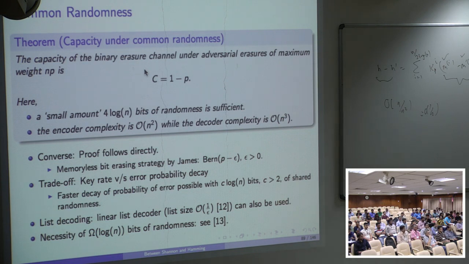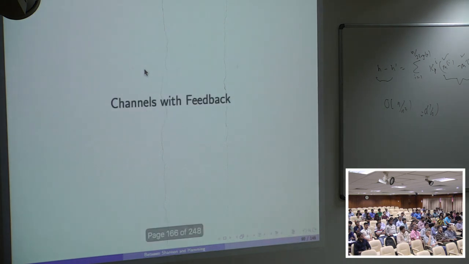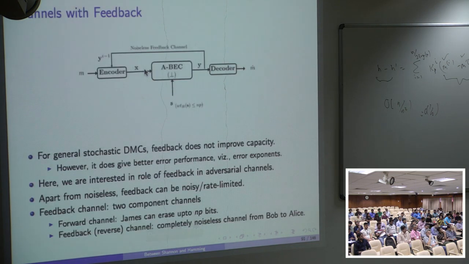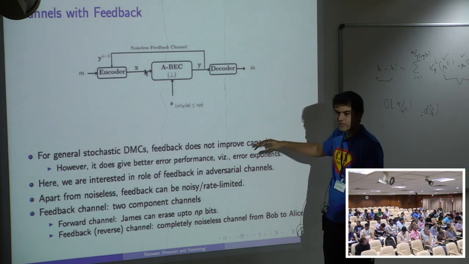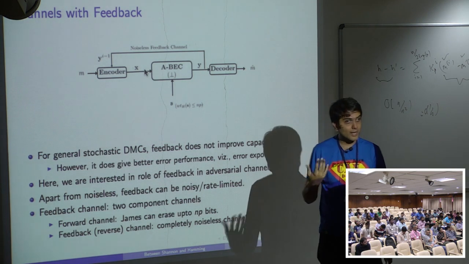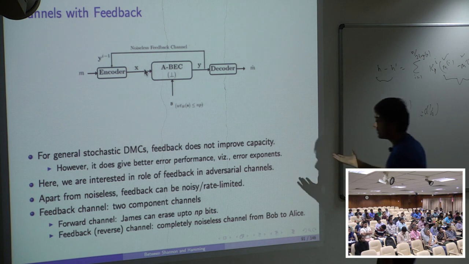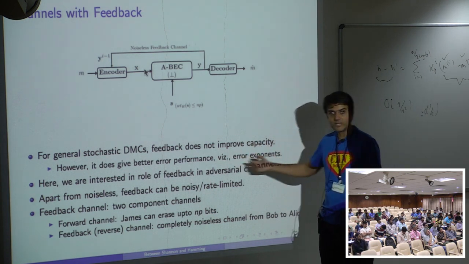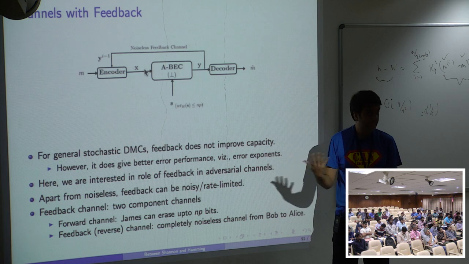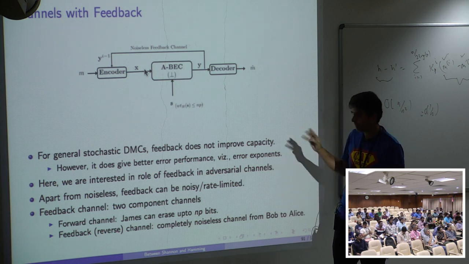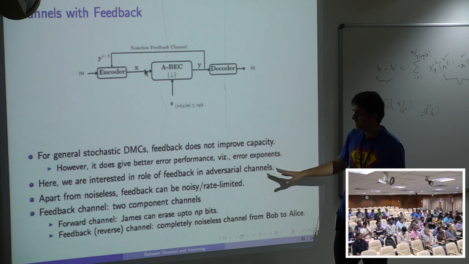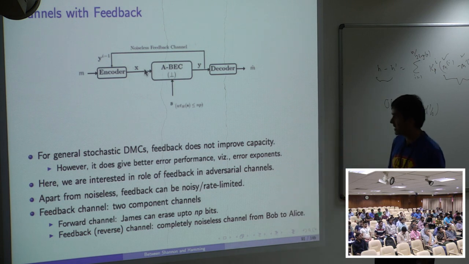All right, I think that's all I wanted to say about this model. Now let's move on to another model: channels with feedback. For general stochastic discrete memoryless channels, as we know classically from our information theory classes, feedback doesn't improve capacity, but it gives better performance. You can get smaller error exponents, you can have simpler schemes, and all of that, right? So I'm not going to reprise that. But we are interested in what happens in adversarial channels.